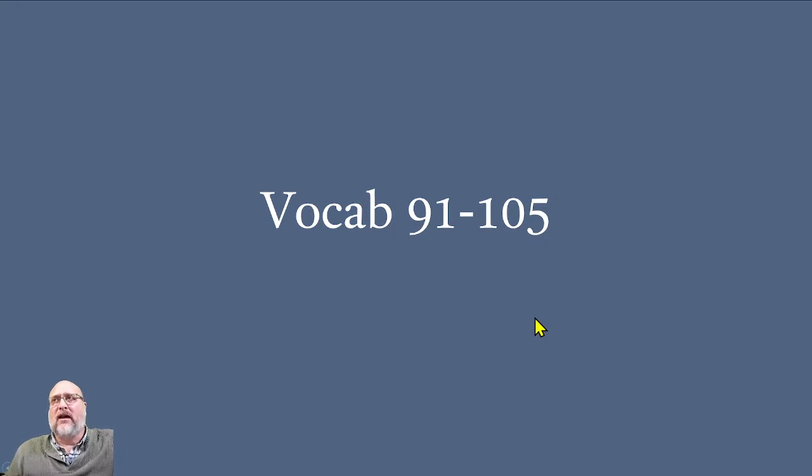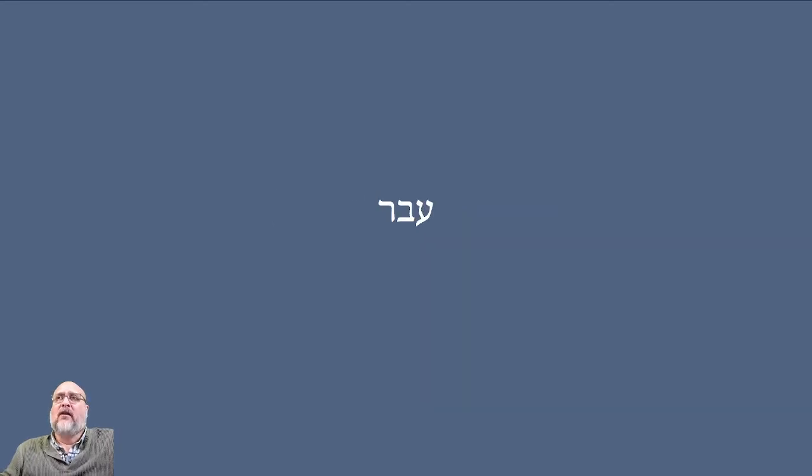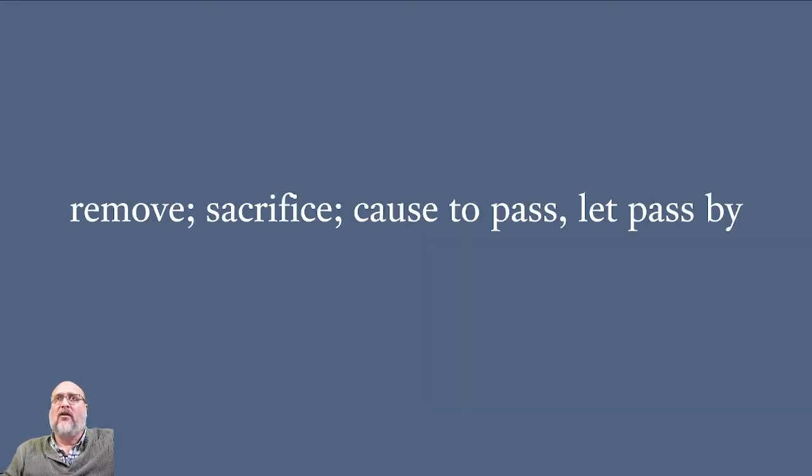So we're doing 91 to 105. I do encourage you to make cards and to be reviewing these all the time. These words are used so many times. The better you get this, the easier it will be for you to read. So, avar means to pass by.